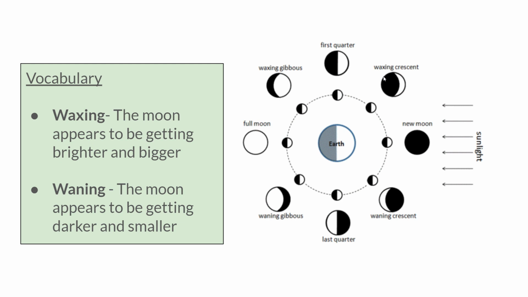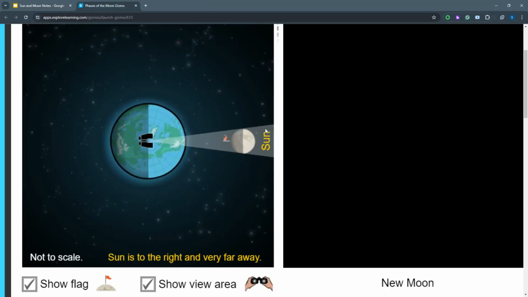This is when we are seeing the darker part of the moon, right? And we call it waxing when the moon is appearing to get bigger. We're seeing more and more of the lighter part of the moon until it reaches the full moon. And then waning means the moon is getting smaller and smaller. That's when the moon appears to start getting darker and darker from the right side until it reaches the new moon. So let me show you this in the simulation again.